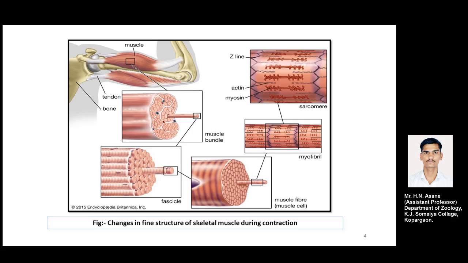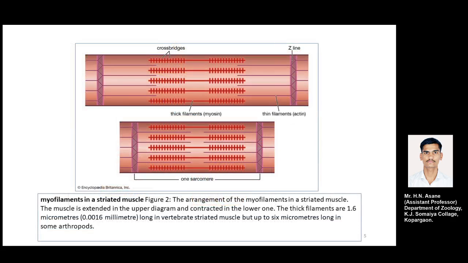These actin and myosin filaments do their activity in this particular sarcomere, and they contract or release by adhering to each other. We are going to examine that particular sarcomere. So these myofilaments in striped muscle are shown in this figure, which shows the arrangement of the myofilaments in a striated muscle.